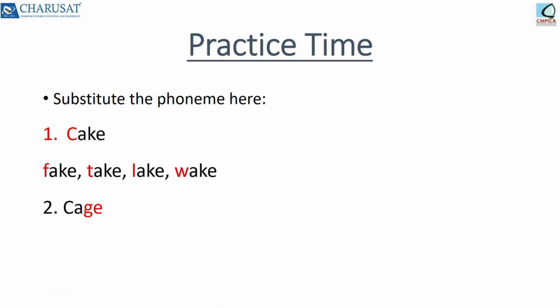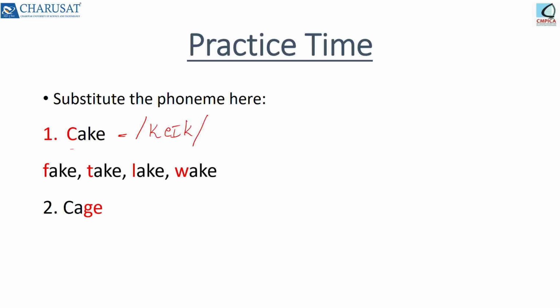First is cake. The word is cake. How would we transcribe this? This is written in English C-A-K-E, right? Now, if we want to transcribe it, it would be K-A-K, right? This is how it is pronounced.